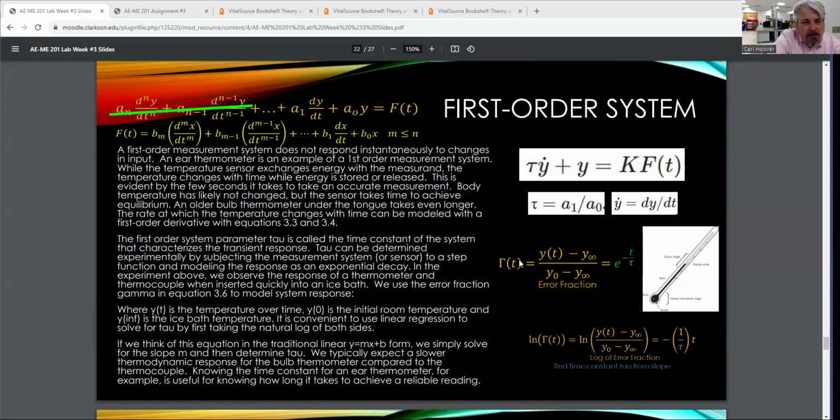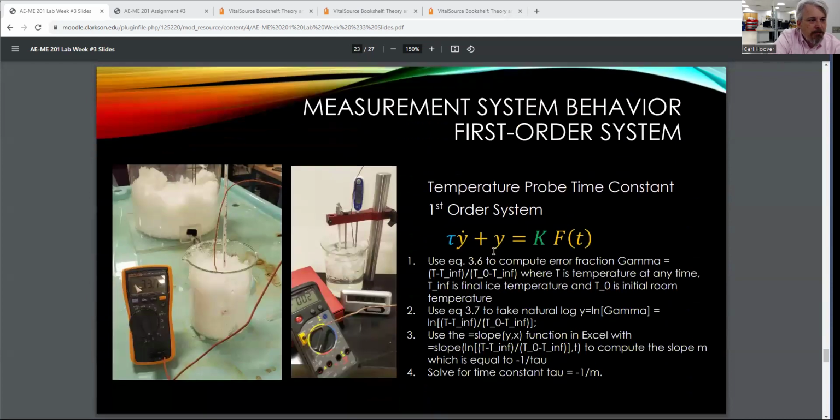We compute a parameter called the error fraction by monitoring the signal, the response temperature as a function of time, where we keep track of the actual temperature, the time, and the final temperature, which we call infinity. The initial temperature is also part of that. And we model that as e to the minus t over tau. When we take the log of gamma, the error fraction, we essentially get a straight line where the slope is minus 1 over tau. We can solve the slope and get back to tau. So that's what this experiment is about.